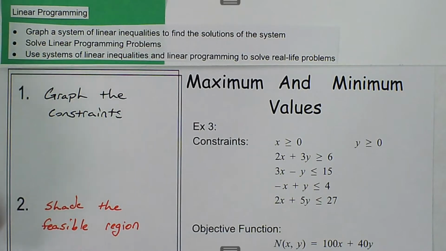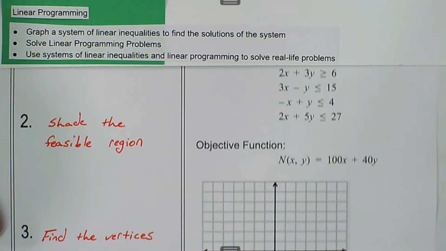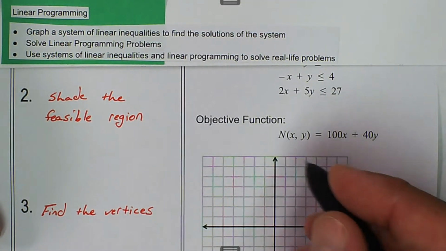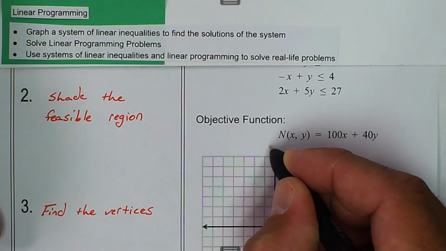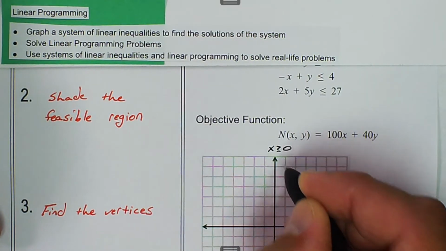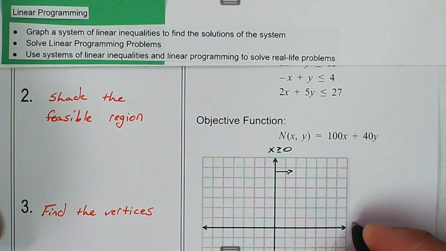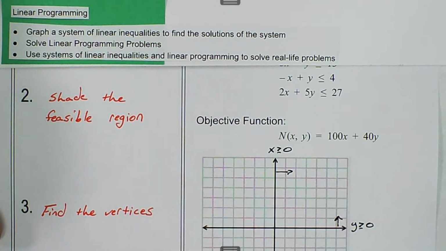So the first two, x is greater than or equal to 0, y is greater than or equal to 0. When we go to our graph, that's the x-axis and the y-axis. So this one would be x is greater than or equal to 0. So we want to be in this direction, and this will be y is greater than or equal to 0, and we want to be in this direction here.